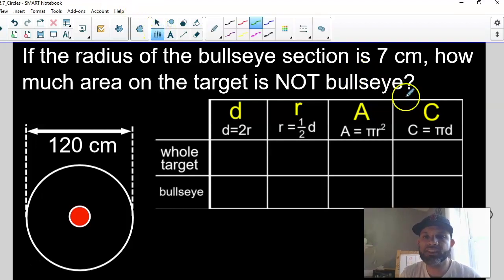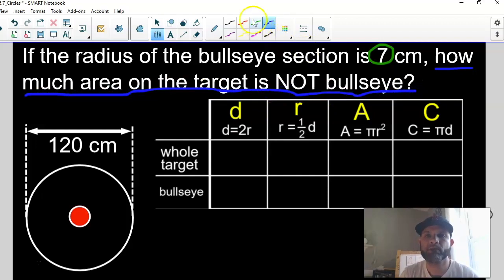In cubes, the C stands for circle the number, so I'm going to circle the 7. All right, and then the U in cube stands for underline the question. The question here is, how much area on the target is not bullseye? Okay, and then we're going to box the keyword. In this case, it tells us straight up. We're talking about area here.